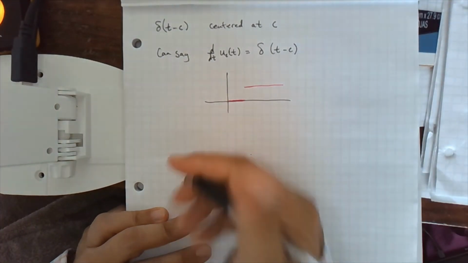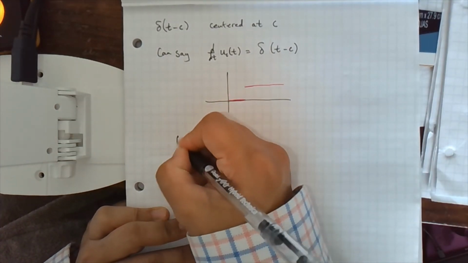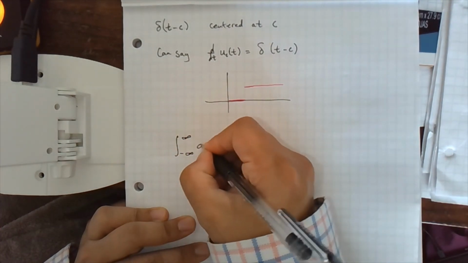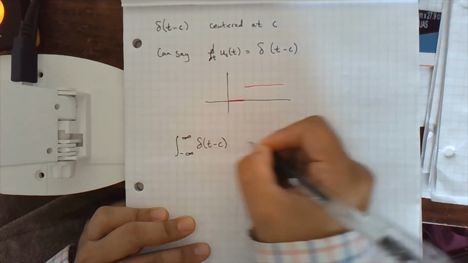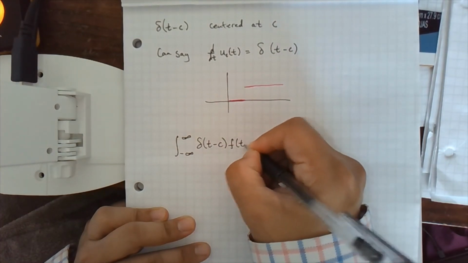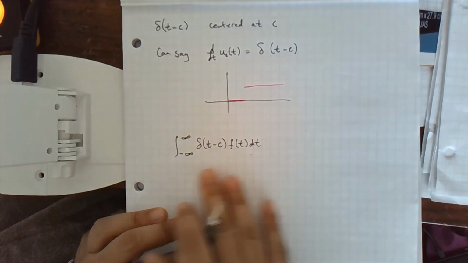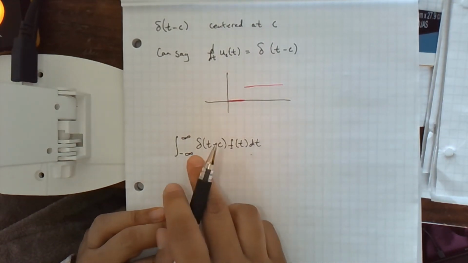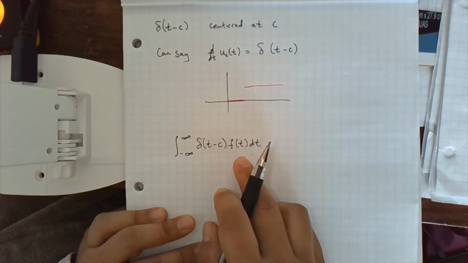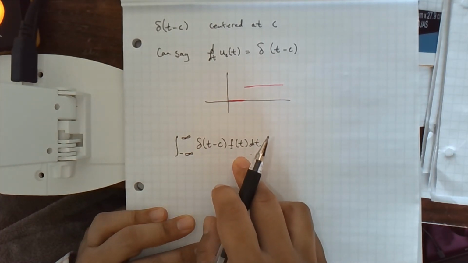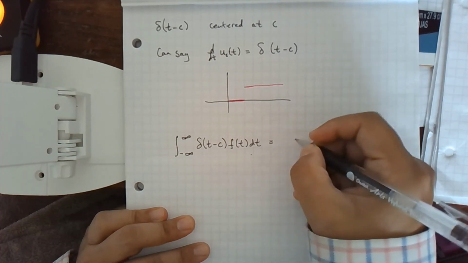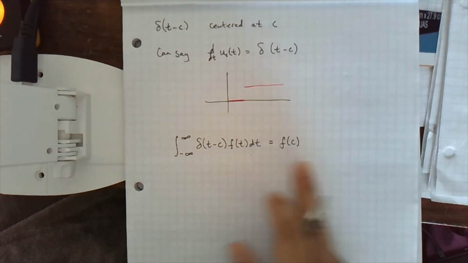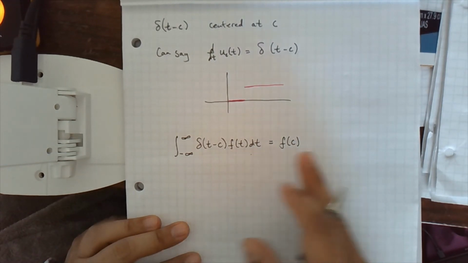So we can say this, and then we can also define integrals. So if we want to integrate over the whole real line of the delta function times some other function, the delta function is 0 most places, so it doesn't care what the value of the function is most places, but we think of it as being infinite at c. So what this is actually going to do is pick out the value of the function f of t at the point c.